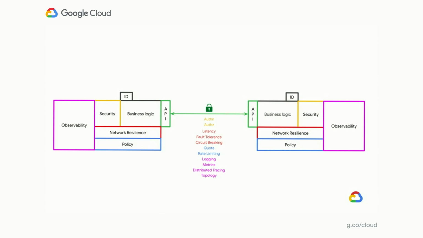Most of the time, you're not just talking about two containers. You may be talking about hundreds or thousands of containers, and a single request can traverse a lot of different services and a lot of different containers.